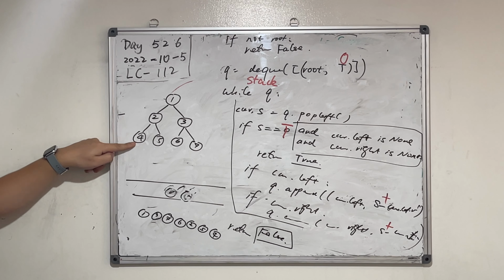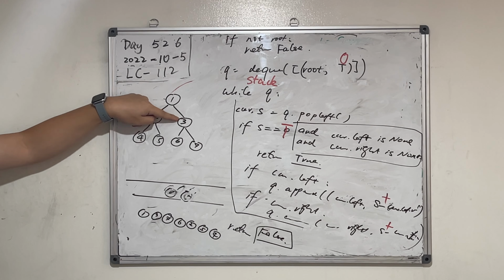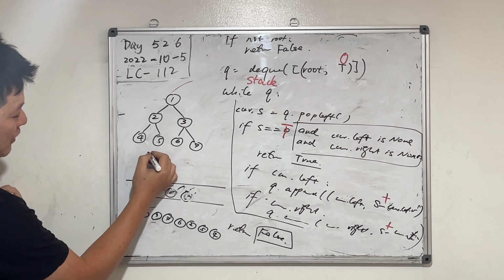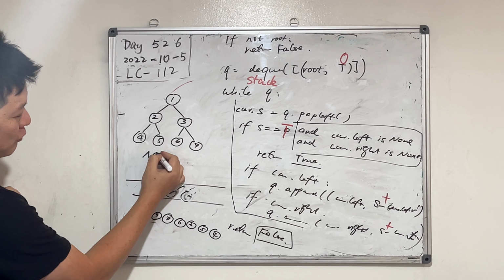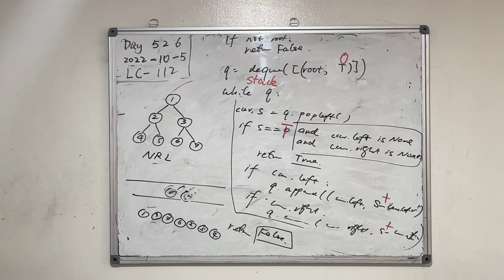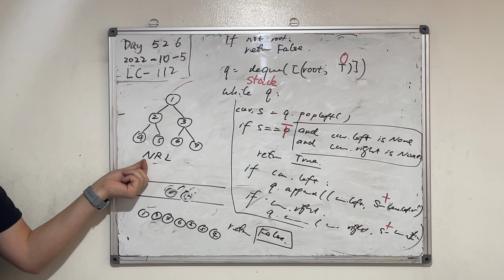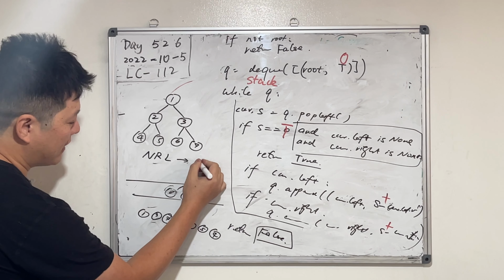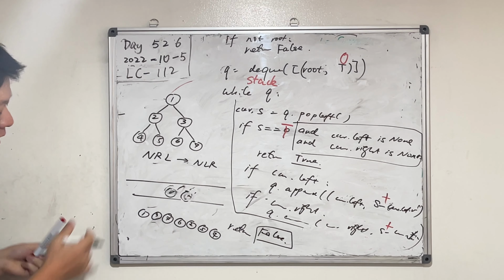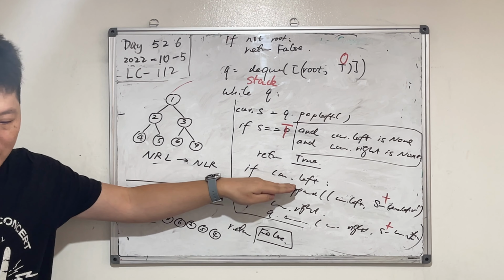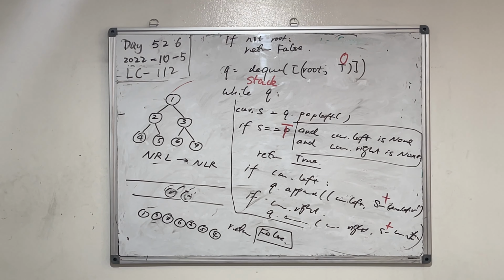Right? So look: node, right, left. That's the reverse pre-order. Remember the pre-order is node, left, right, okay? But how about if I push the right kid first, not the left kid? If we push the right kid first.